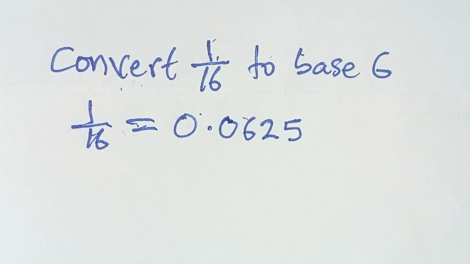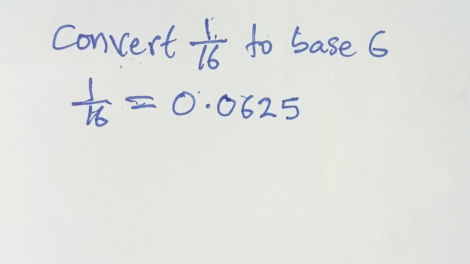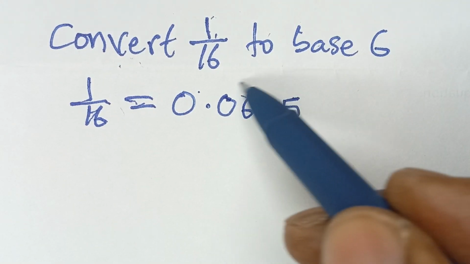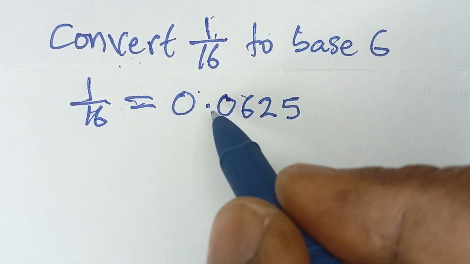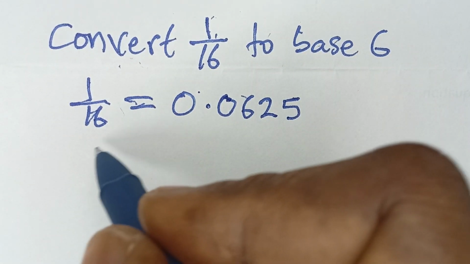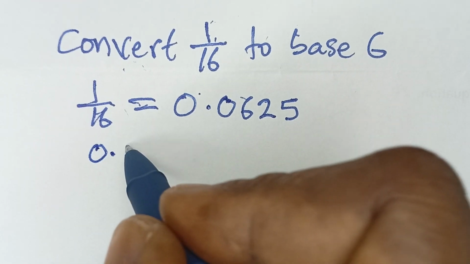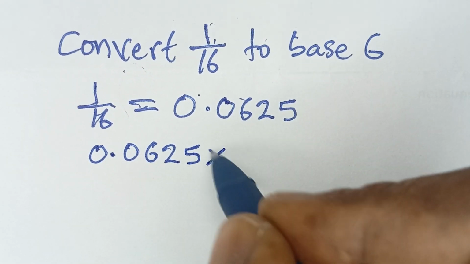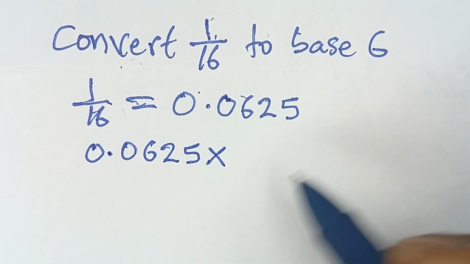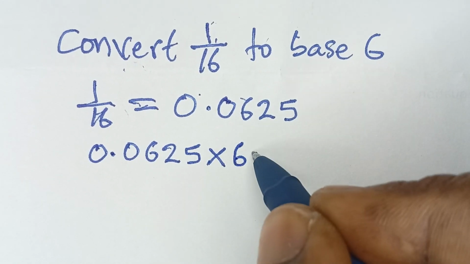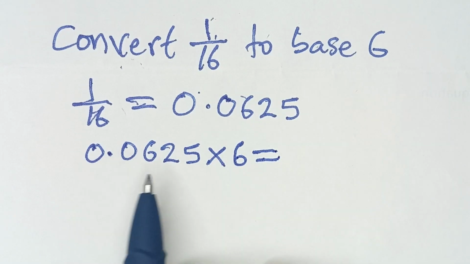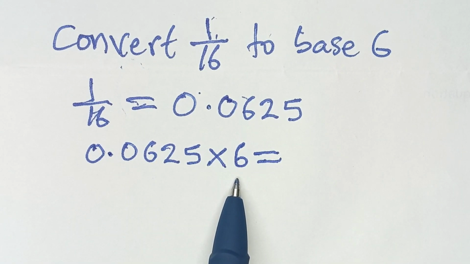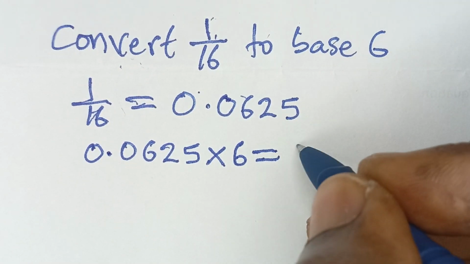0.0625. Now, in order to convert this to base 6, what I'm going to do is to take this point value, which is 0.0625, and then we're going to multiply it by the base that we're converting it to. So we're going to multiply it by 6. When we multiply this 0.0625 by 6, it is going to give us 0.375.